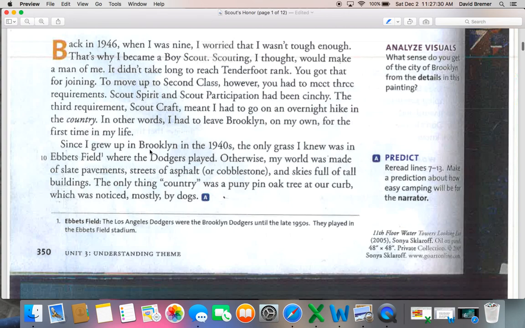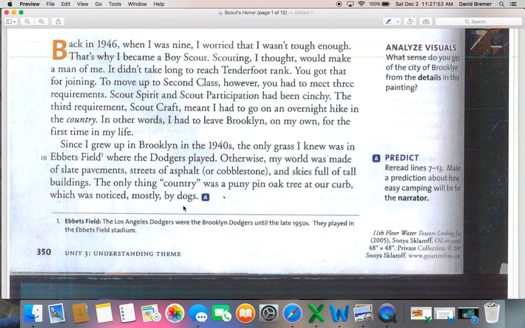Since I grew up in Brooklyn in the 1940s, the only grass I knew was in Ebbets Field where the Dodgers played. Otherwise, my world was made of slate pavements, streets of asphalt or cobblestone, and skies full of tall buildings. The only thing country was a puny pin oak tree at our curb, which was noticed mostly by dogs.